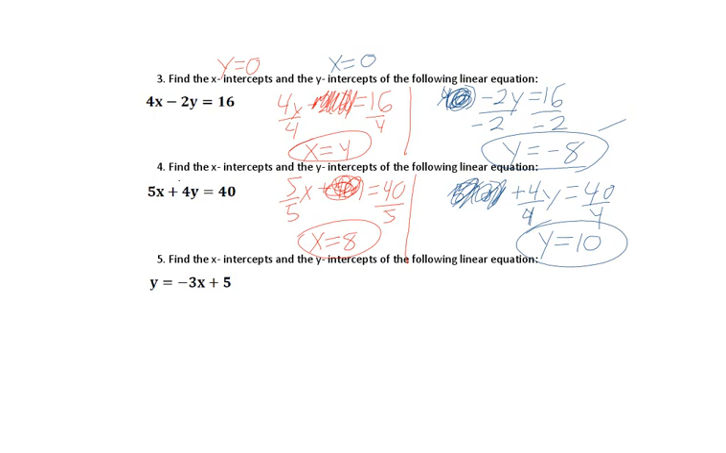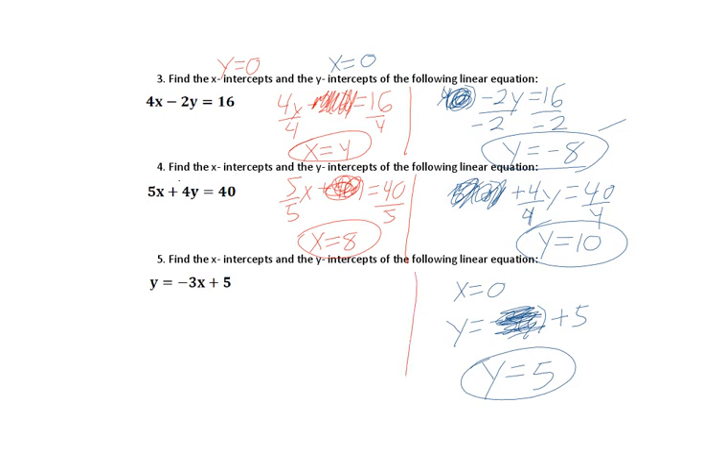Number 5. Let's do the same thing. So, first I'm going to replace x with 0. And if you do, you get y equals negative 3 times 0 plus 5. Well, negative 3 times 0 is 0. And look who's left. y equals 5. That's your y-intercept.